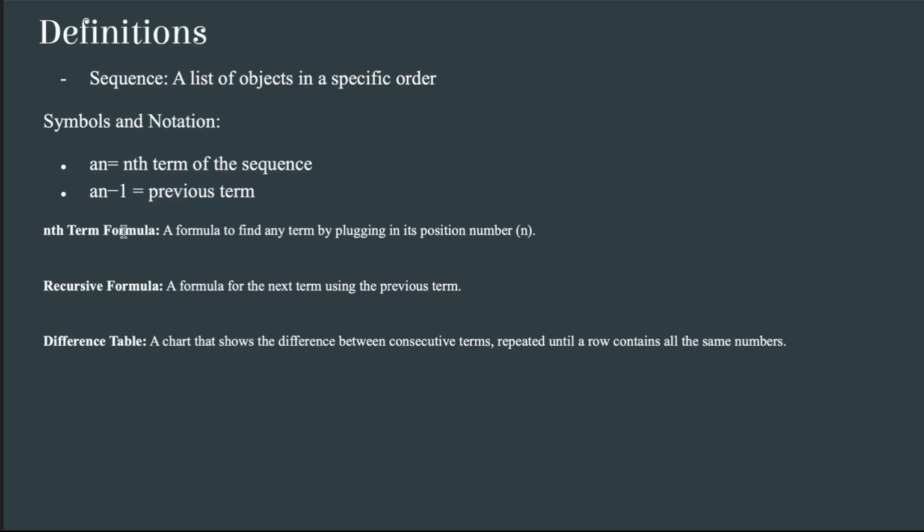A difference table is a chart that shows the difference between consecutive terms, repeated until a row contains all the same numbers.